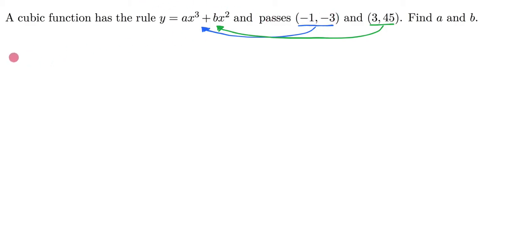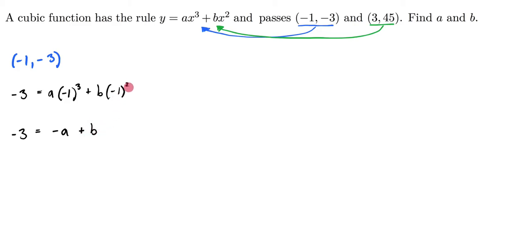So we have -1 and -3. I'm going to sub that in and let's see what we get. I'm going to get -3 in my y spot, a, -1 cubed plus b, -1 squared. So that's going to be -3 is equal to -a plus b. There we go, because -1 squared will be 1. So therefore, we've gotten that one for the first one. Let's call that equation number 1.